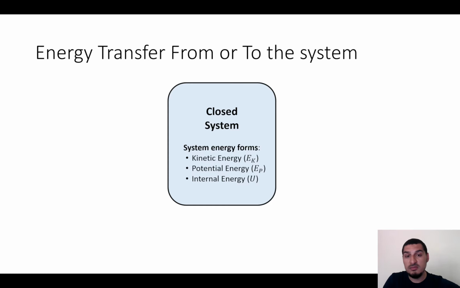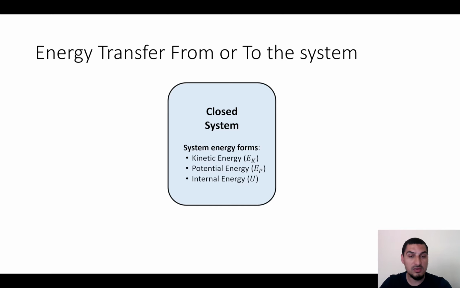So for the closed system, we said before that the system has its energy stored in it, either in the form of kinetic, potential, or internal energy. And if you go back to the previous video, we said the definition of a closed system is a system that has no mass crossing the boundary. So there is no mass going inside the system or going outside the system.